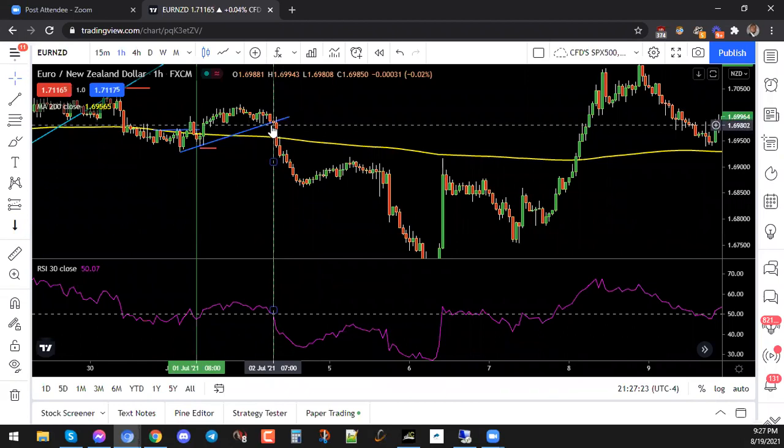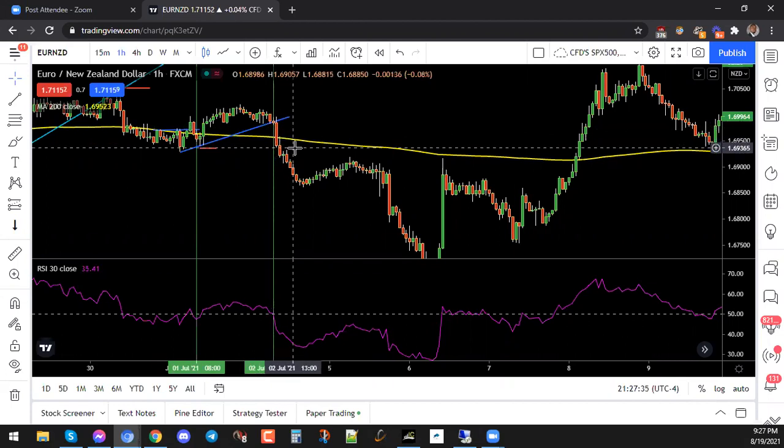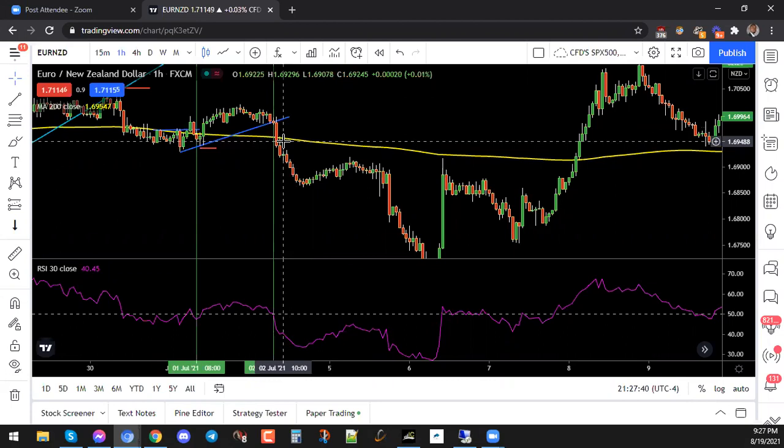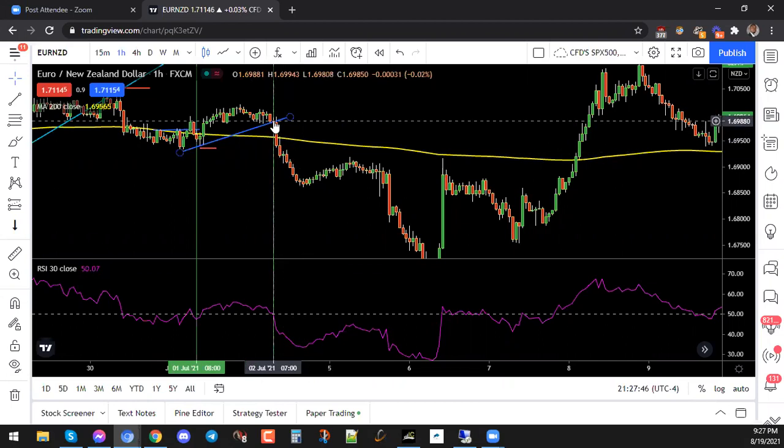Right? Now, here is where you're getting another situation where price is actually moving in the US session, right? Because from 8 to around 12, that's going to be the bulk of what you're going to get in the US session. The US session will end around 4 or 5 o'clock or so, right? So you have a situation here where you can take an entry.